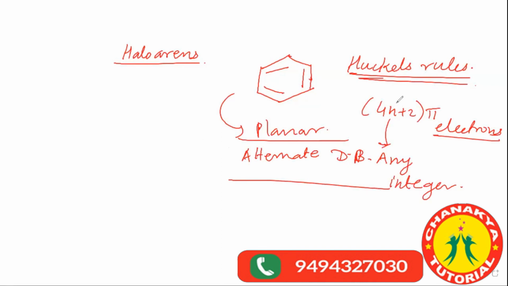4n plus 2 pi electrons, correct? Where n is any integer. Sometimes we consider it as the number of rings. So benzene has how many rings? One ring. So how many electrons should be present? 4 into 1 plus 2, that is equal to 6 pi electrons.